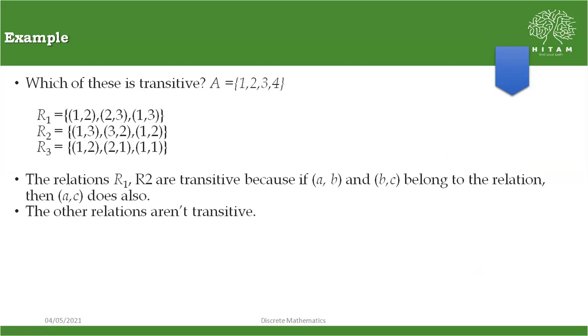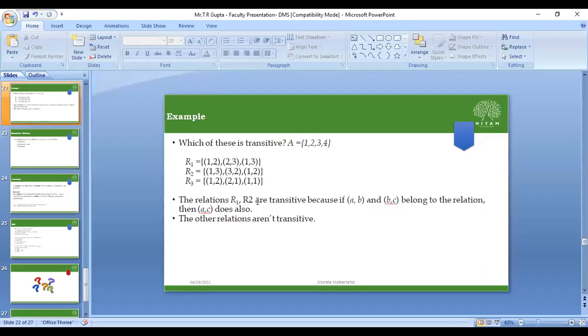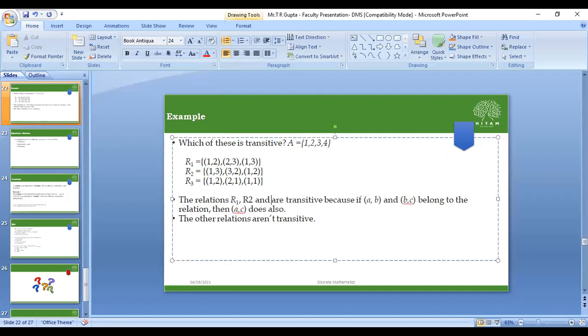A equal to {1,2,3,4}, R1, R2. Okay, and here a small modification, R1, R2, and R3, all transitive, because if (A,B) and (B,C) belong to the relation, then (A,C) does also. And this statement is not required here.